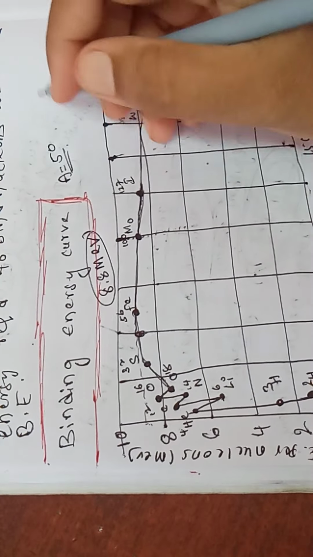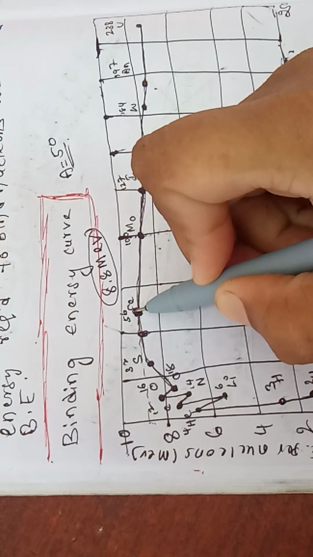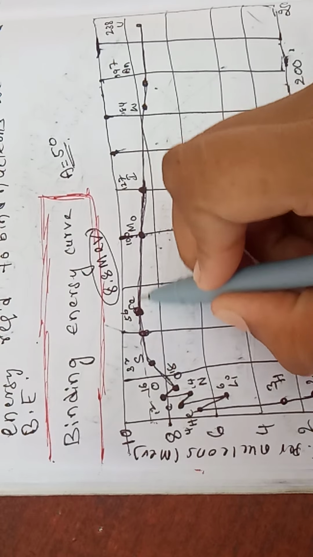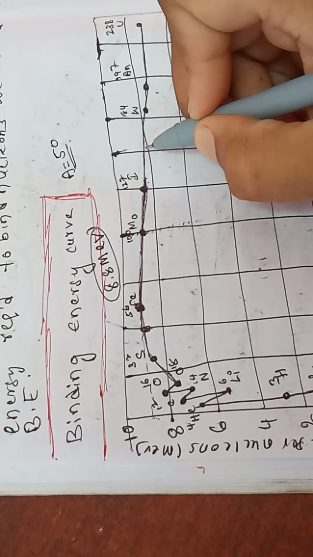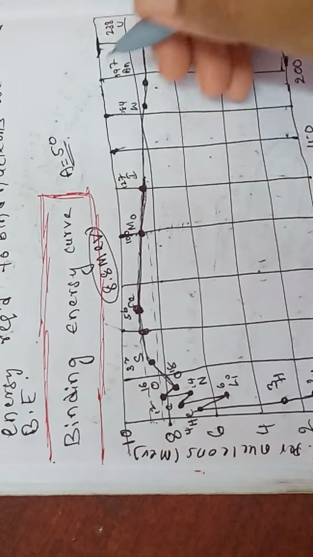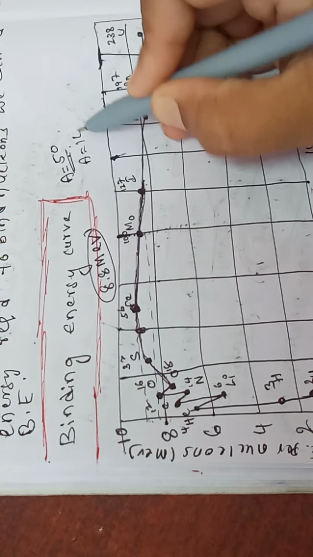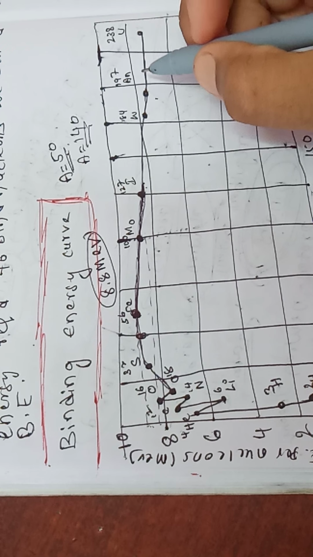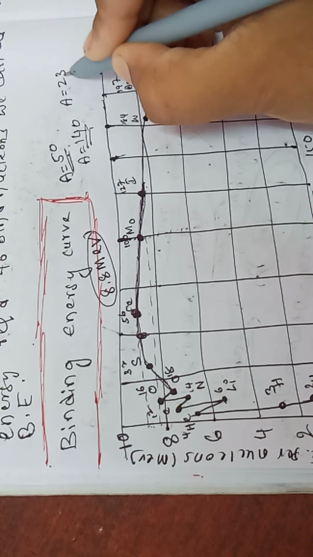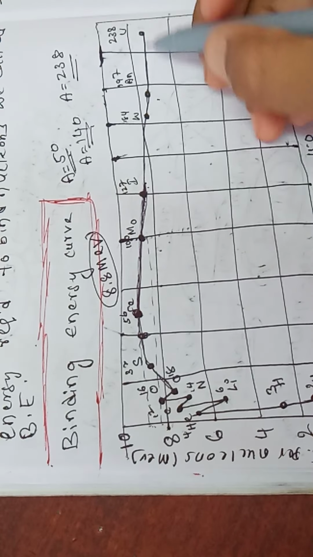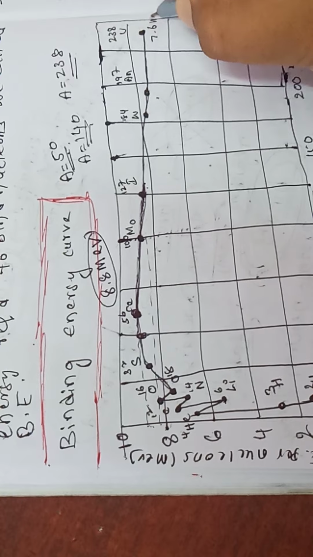After A equal to 50, it again starts decreasing. At iron it became maximum, and then it starts decreasing. First it decreases to 8.4 after A equal to 50. At nearly mass number 140, it decreases further, and for uranium, mass number 238, it decreases to 7.6 million electron volts.